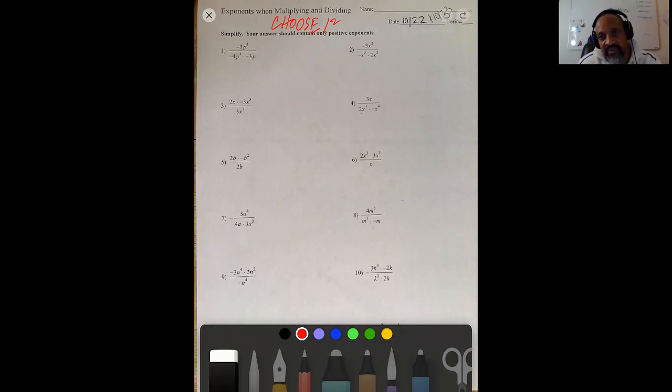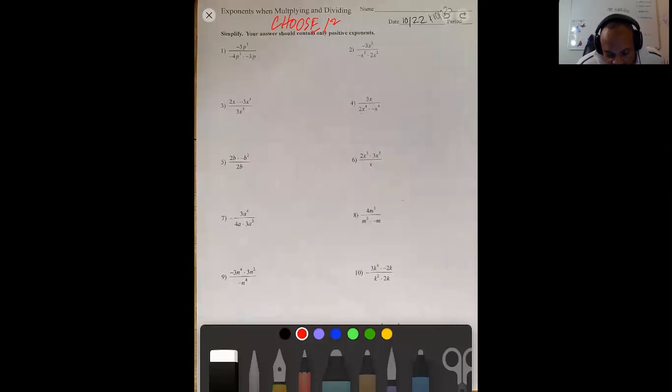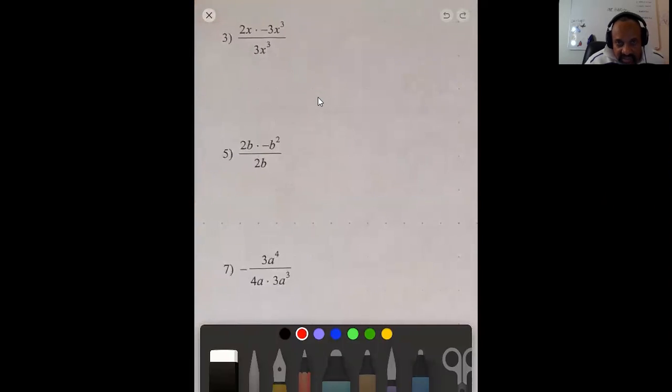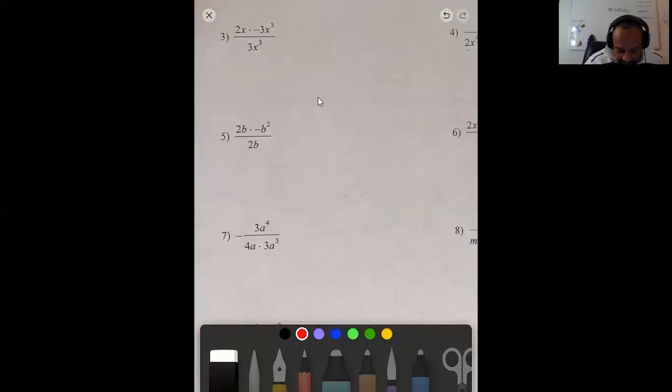I'm back. I wanted to do a couple of questions from the day one assignment just to give you guys a model to look at. So this is the exponents when multiplying and dividing. I am going to just do a couple of questions. I'm looking at, let's see, I'll do number 3.